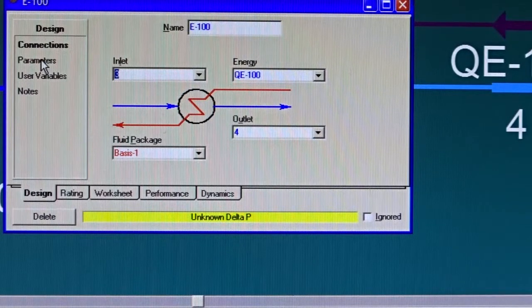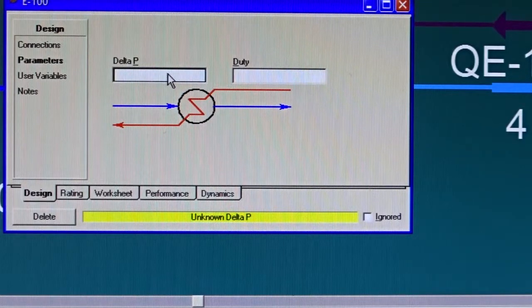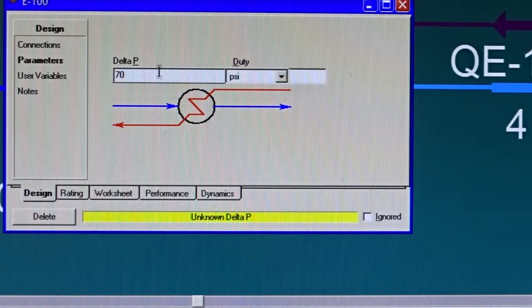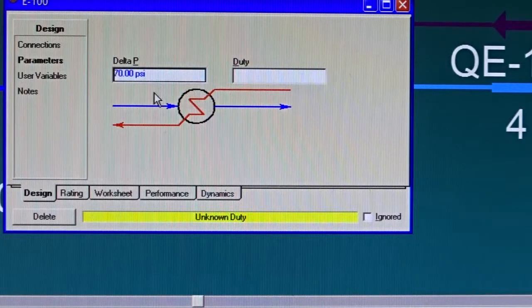Where can we find how to specify delta P? We can go now to something we call parameters in a heater or heat exchanger. In parameters, notice what are the options that we have: delta P and duty. Because the reaction is taken at high temperature and pressure, I'm going to set a little bit high delta P, which is 70 psi. And now notice the traffic sign for HYSYS, it tells me unknown duty.